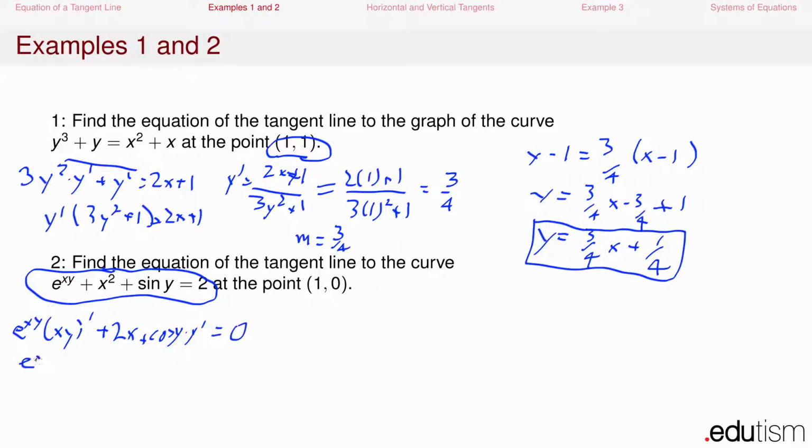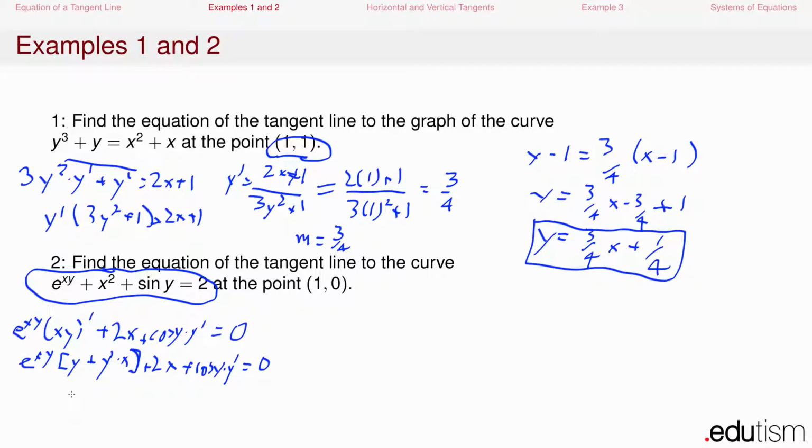Now, let's just write out what's the derivative of xy. It's going to be the derivative of x, which is 1, times y, plus the derivative of y, which is y prime, times x. This whole thing, we're going to add 2x. Then we're going to add cos y times y prime. That's all equals 0.